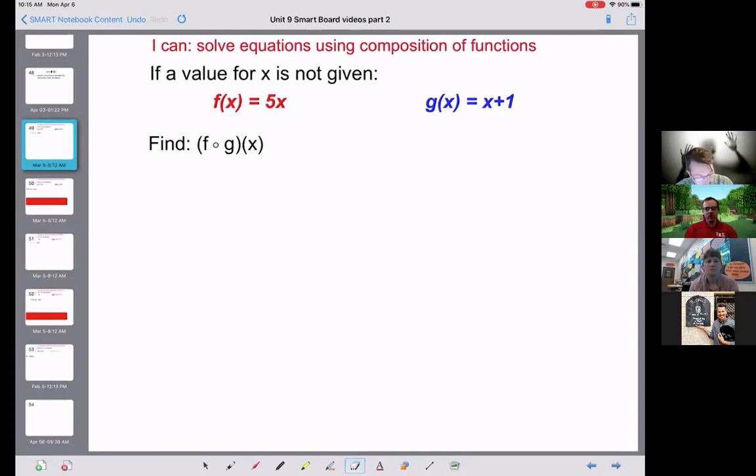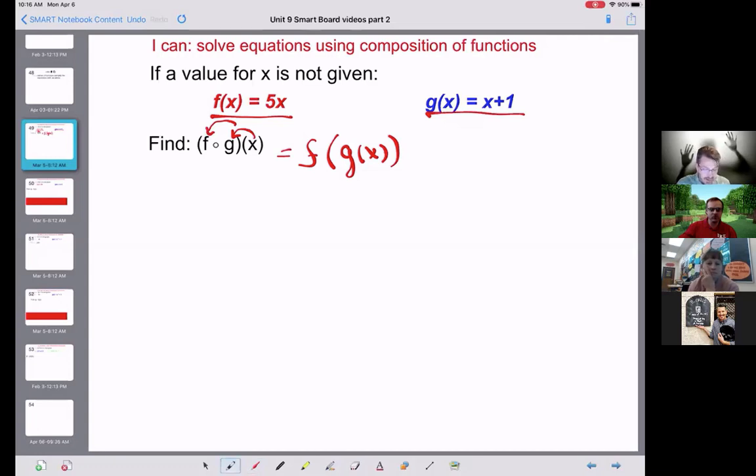So in this function we have f. It says I can solve equations using composition of functions. I'm given the function f of x equals 5x and g of x equals x plus 1, and the function says f of g of x. What that's saying is that we're going to be finding g of x first, because that's the order we're doing it in, and after that we're going to find f of that. So that ends up being f of g of x. We're going to find g of x, and then we're going to find that value of f.